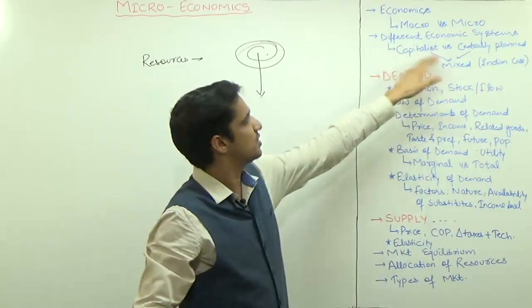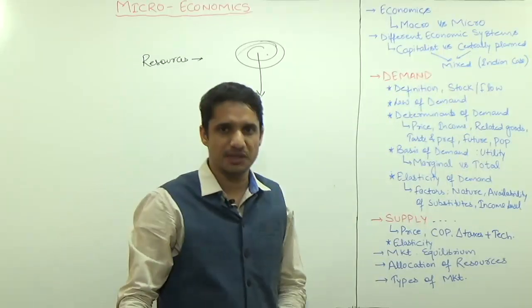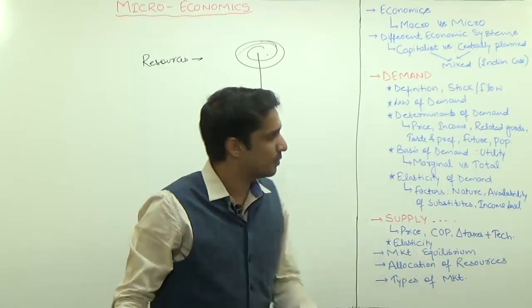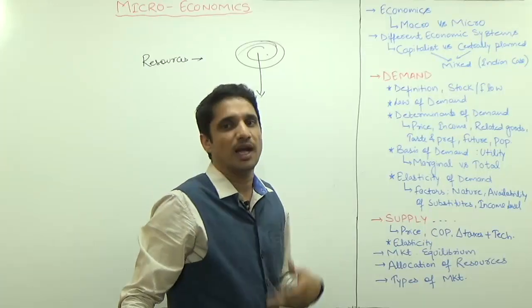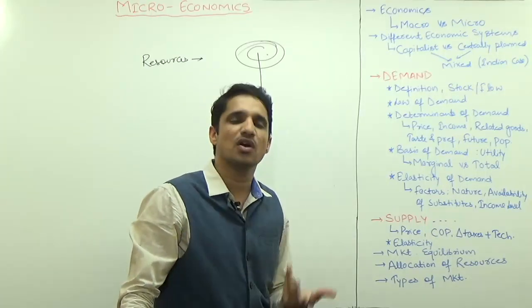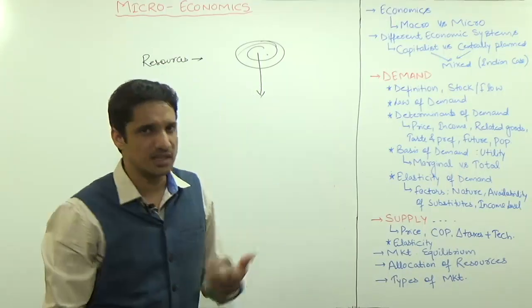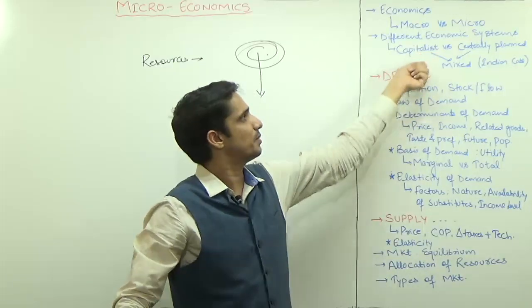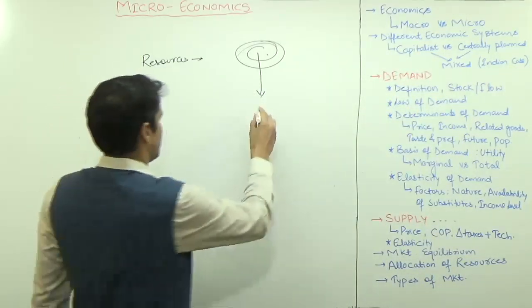This capitalist economy was propounded by Adam Smith. In his book, which we will discuss in Market Equilibrium, he wrote a book that is known as The Wealth of Nations, an inquiry into the nature and the causes of the wealth of nations. So in that book in 1776, Adam Smith, who is also known as the father of economics, propounded this capitalist concept that laissez-faire should be there.